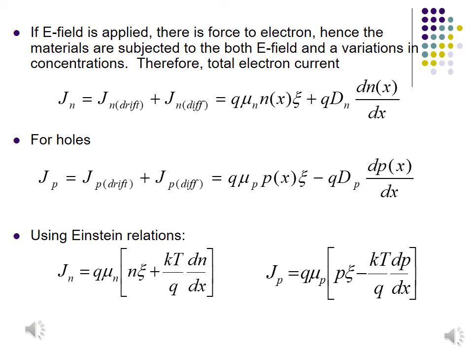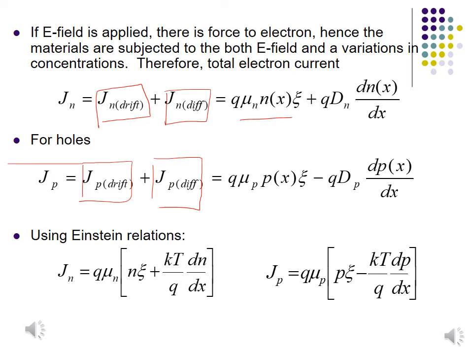So, the example that we have discussed just now is without the electric field. If the same material is put under an electric field, then both diffusion and drift currents will appear. The total current density can then be calculated using both equations combined, as shown here. And with the Einstein relation, the equations can be further simplified as shown here.